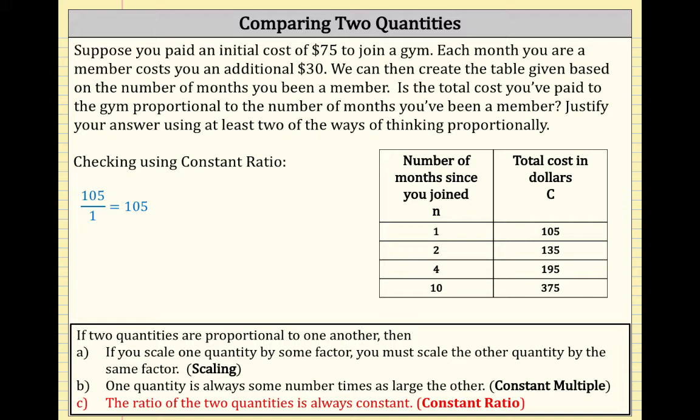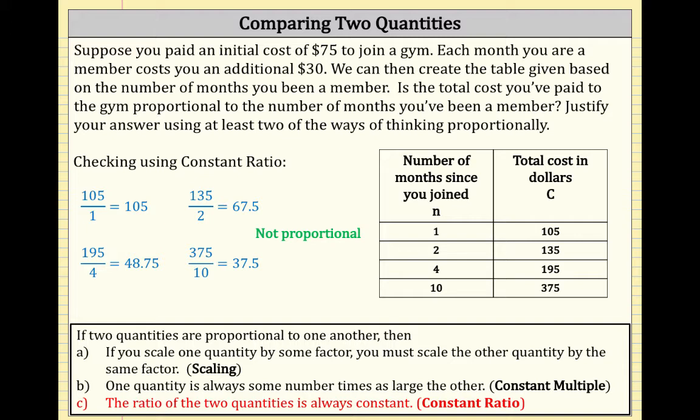Take 105 over 1, that's 105. If you take the next set of input and output, 135 divided by 2, that's 67.5. If you take 195 over 4, that's 48.75. And if you take 375 divided by 10, that's 37.5. So clearly, we do not have a constant ratio. The quantities themselves are not proportional. So we have verified that this relationship is not proportional using one of three perspectives of proportionality.